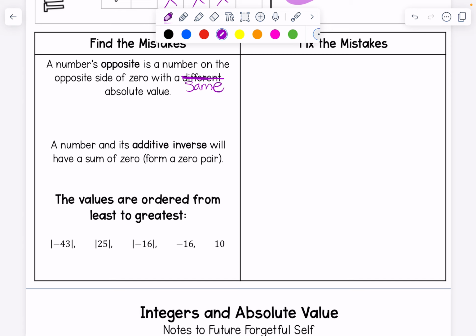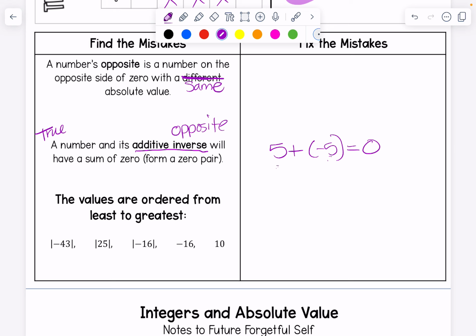A number and its additive inverse will have a sum of 0, which means they form a 0 pair. That one is actually true, as is. Additive inverse is a fancy way of saying opposite. So if I said 5 plus -5, that's going to have a sum of 0. A number and its opposite, or a number and its additive inverse, form a 0 pair.